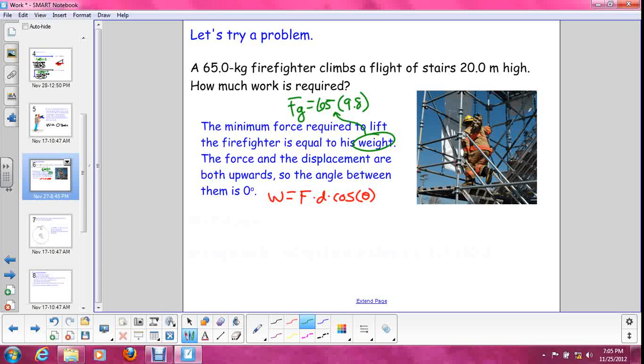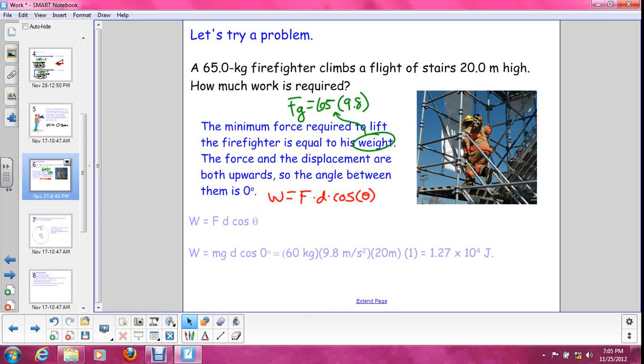So we already know the force he needs to apply. And it turns out we also know the angle at which he's moving. When you push up off the stairs with your foot, you are pushing straight up and down. And the direction you want to move in is also straight up and down. So the angle between these two, the displacement where you move to, and the force applied is 0. So if we plug both of those in, we get the work required is his weight times the displacement times the cosine of 0 degrees.